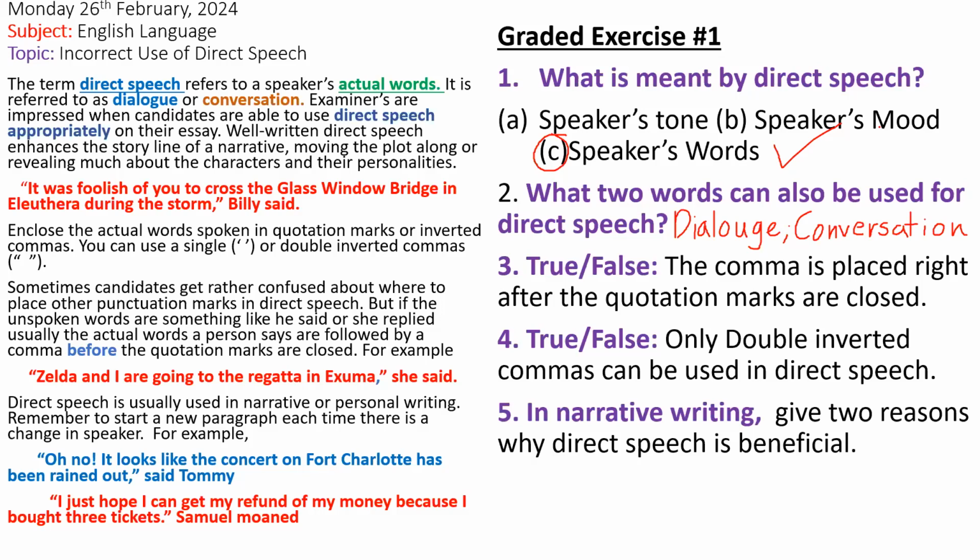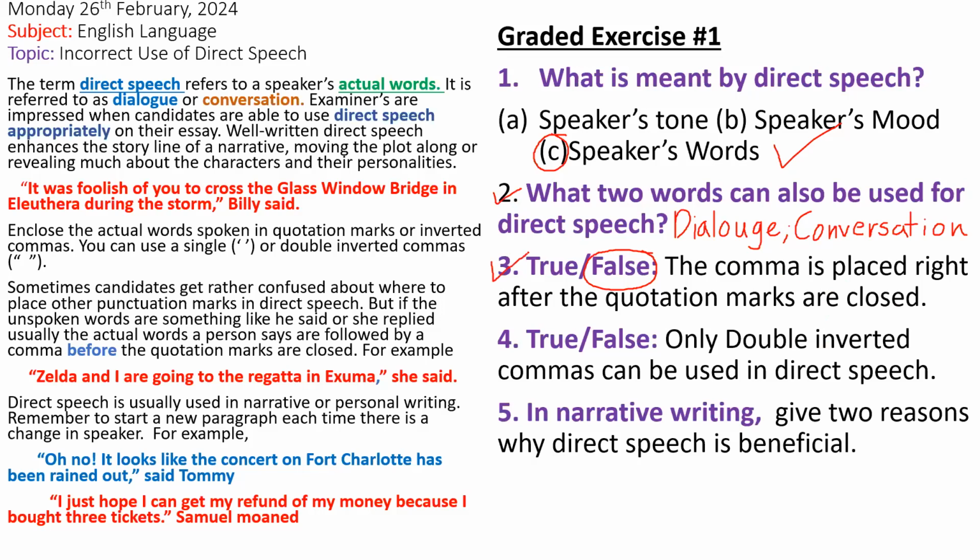Do you all agree with her? Yes, sir. Okay, so it is false. Where is the comma placed? Before. Before the closing quotation marks. How many persons got number 3 right? I did. Very good.